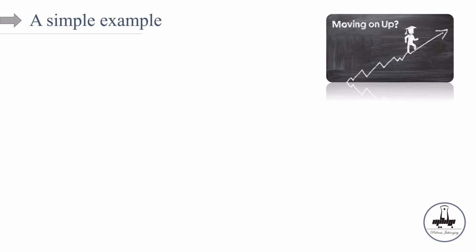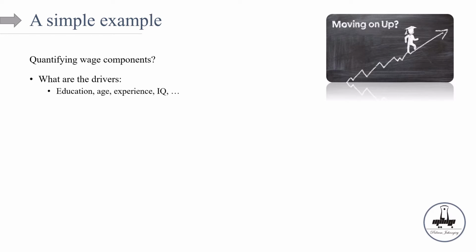All right, so let's begin with a very simple example. Imagine we want to quantify someone's wage components, right? And what are the drivers? The drivers can be some skill set and demographic variables like education, age, experience, IQ, or it can be some social and cultural profile variables like ethnicity, race, gender, or it could be simply some job characteristic variables like industry, location, working hours, etc., right?